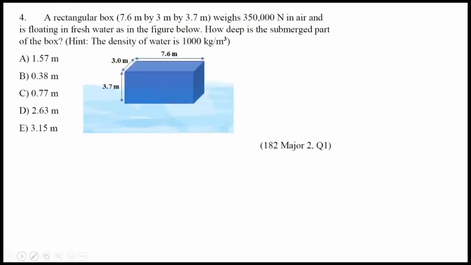Let's try to solve this one. This is about buoyancy. What does fixed mean? Fixed means constant. It does not change.